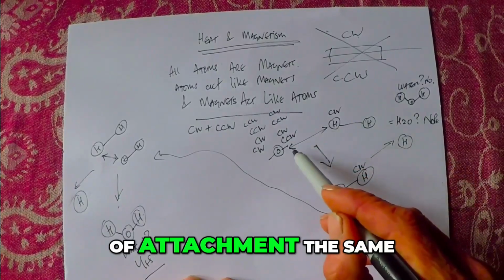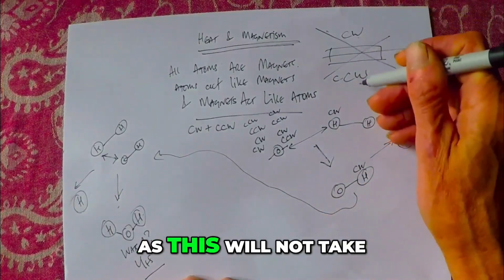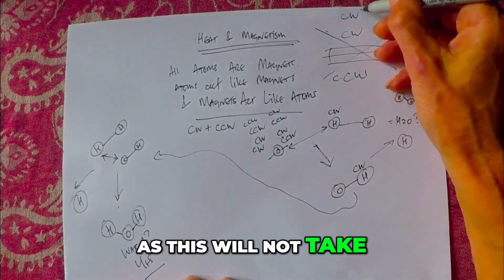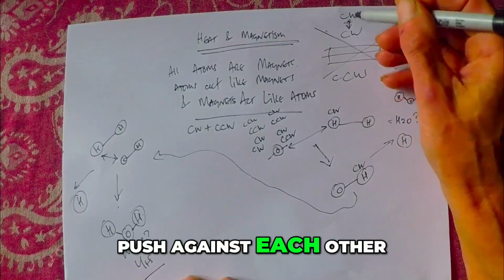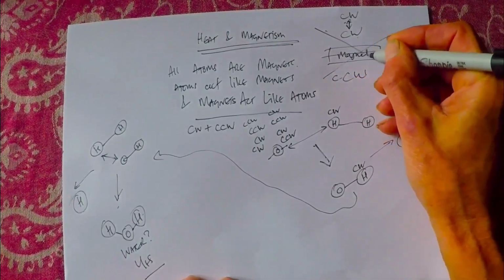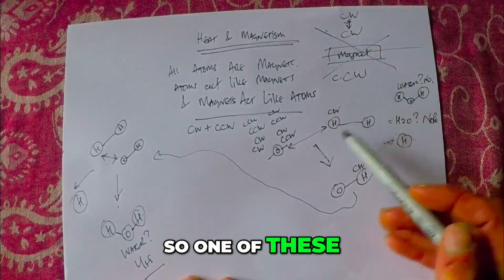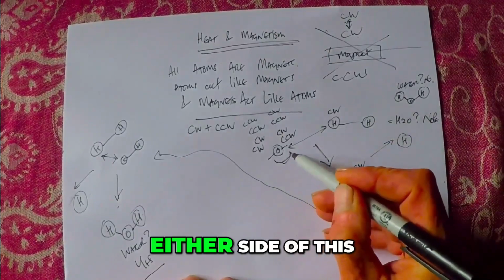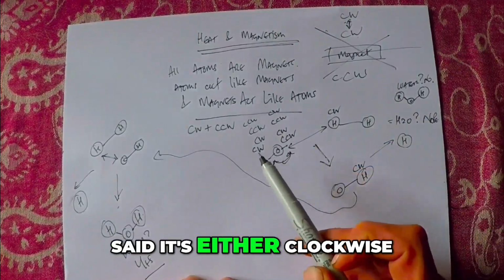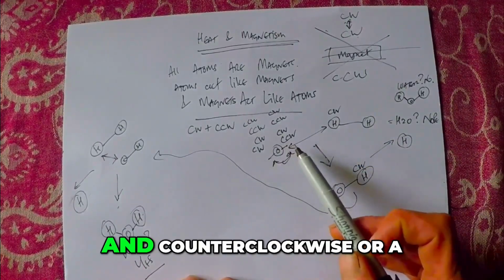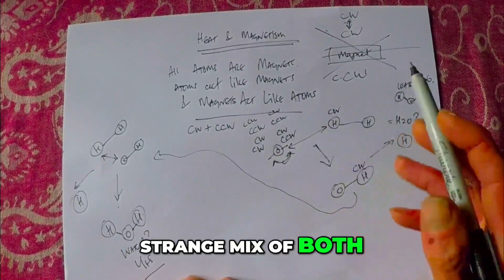But I've said that out of a magnet are two vortices, clockwise and counterclockwise, between the inertial plane. Okay, so you have that on either side of a magnet, and so I'm saying you have that on either side of an oxygen molecule, because why else would it not take this free radical here? This is H2. Taking it to H2O would be very, very simple, unless, of course, the physical mechanics of attachment, the same as this, will not take a clockwise here. These push against each other in a magnet. So one of these doesn't fit either side of this, which is why I said it's either clockwise and clockwise, or counterclockwise and counterclockwise, or a strange mix of both.